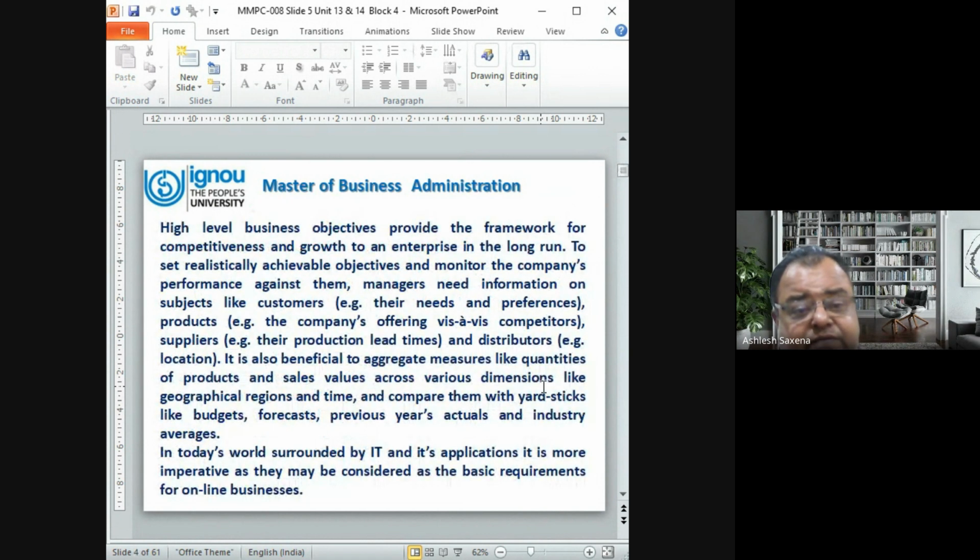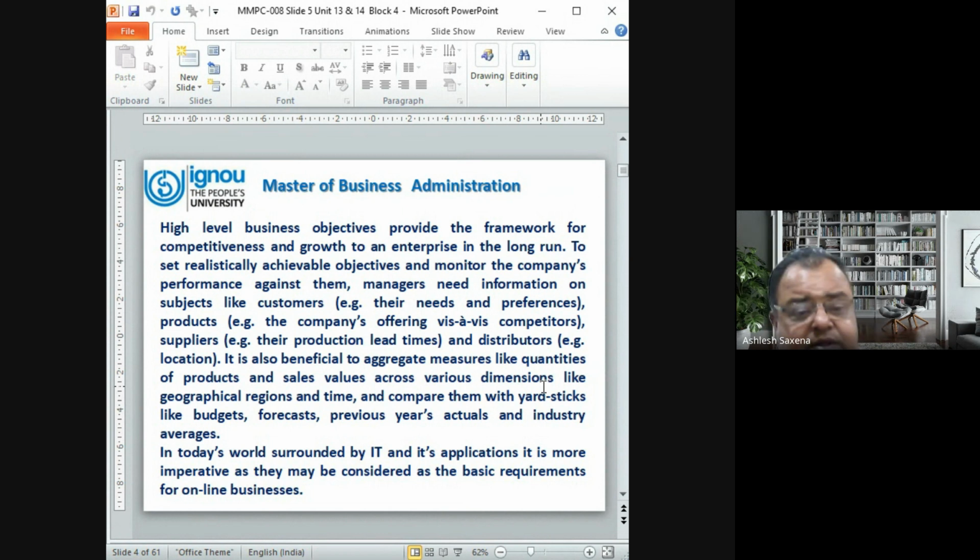High level business objectives provide the framework for competitiveness and growth to an enterprise in the long run. To set realistically achievable objectives and monitor the company's performance against them, managers need information on subjects like customer, that is the customer's needs and their preferences, products, that is the company's offering vis-a-vis competitors, suppliers, that is the production lead times, and the distributors, that is the location. It is also beneficial to aggregate measures like quantities of products and sales values across the various dimensions like geographical region and time, and compare them with yardsticks like budget, forecasts, previous year actuals, and industry average.